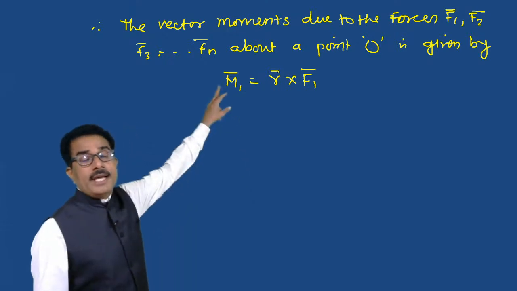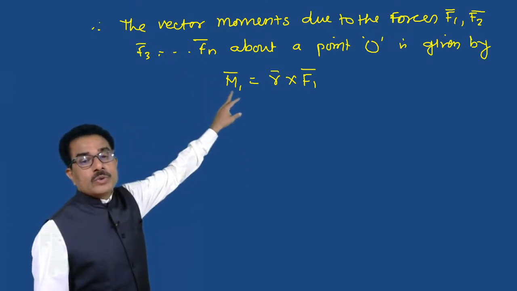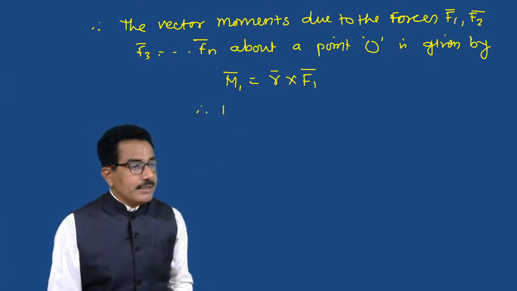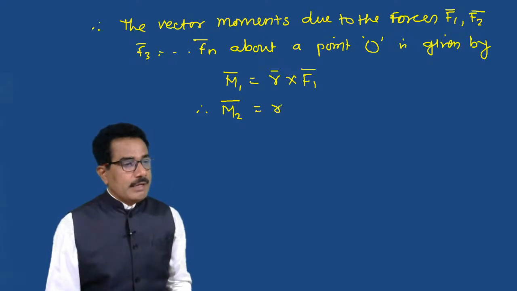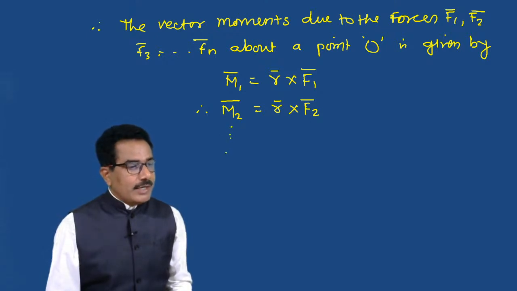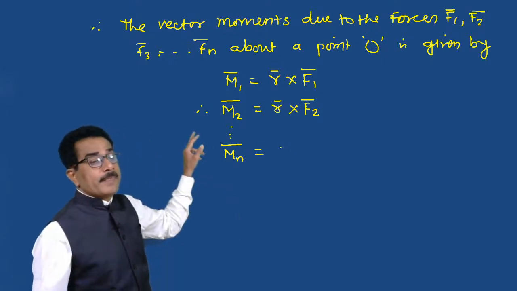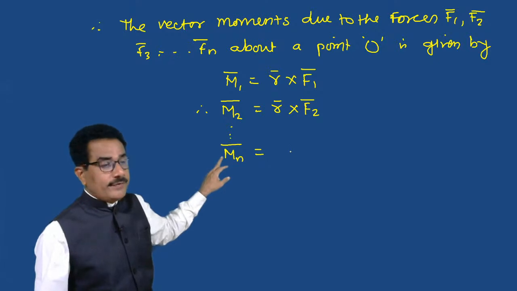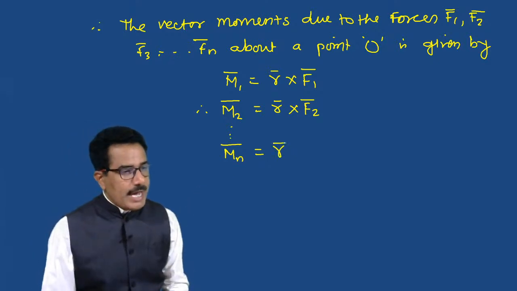What does this mean? Vector moment due to the first force F1 bar. Similarly, m2 bar is equal to R bar cross F2 bar. Dot. In this way, vector moment due to the nth force is denoted by R bar cross Fn bar.